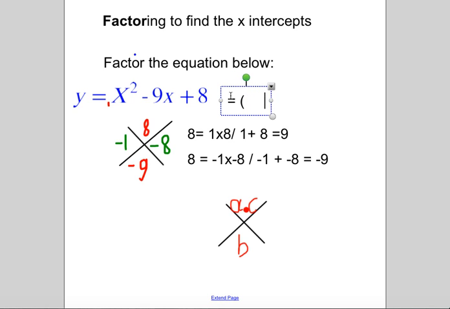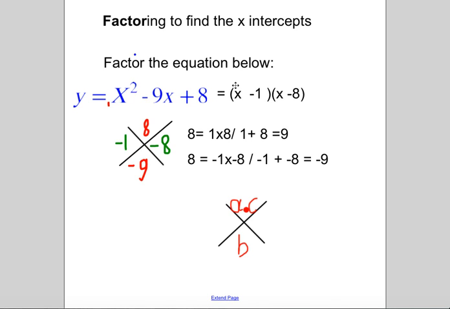You're going to make two parentheses. You have to write x here and x here, and then write the two numbers that you found: minus 1, and the other number, minus 8. So this is just factoring.